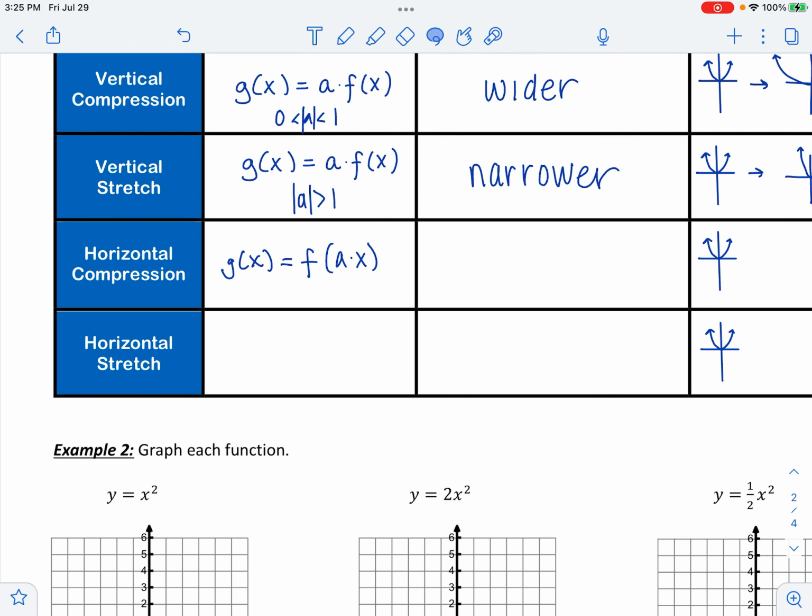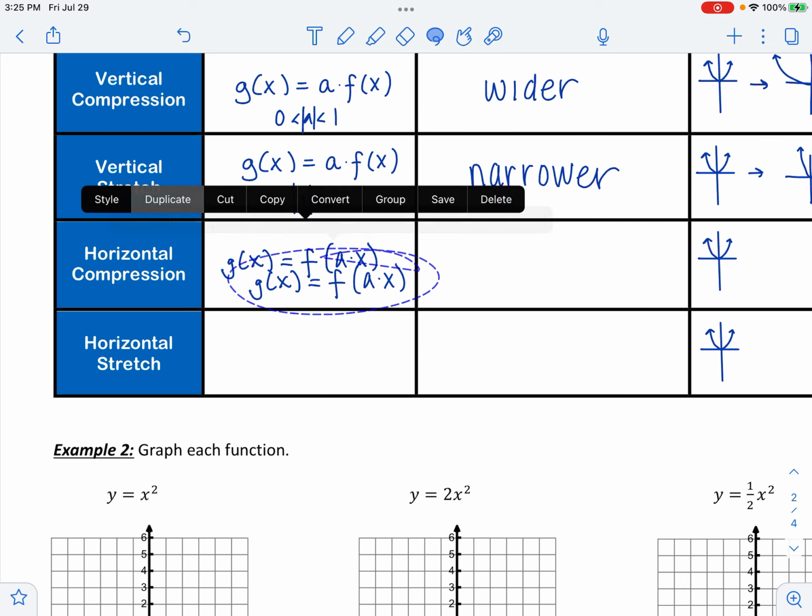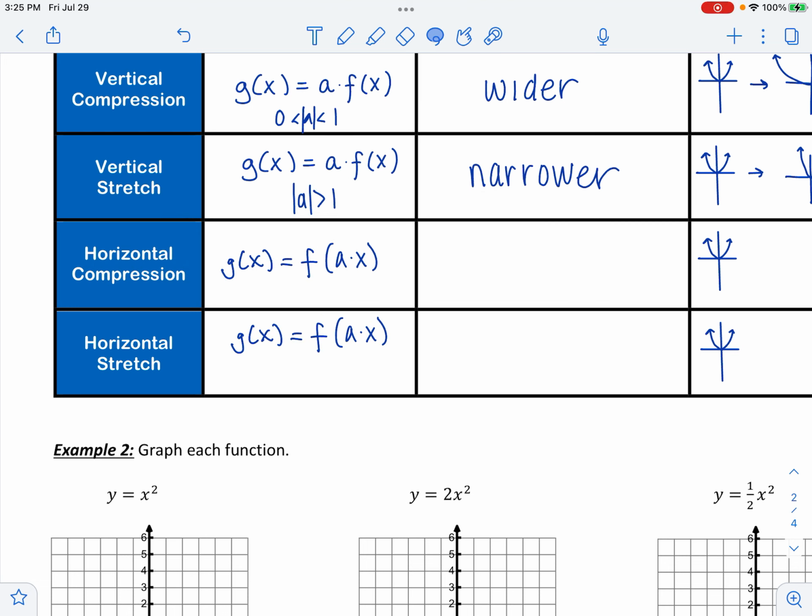And then for horizontal stretch, it'd be exactly the same. So let's duplicate that. Now, for a horizontal compression, that would be if a is greater than 1. So if you had a 3 inside, you might be saying, oh, a 3 outside, that's a vertical stretch. Well, that's a horizontal compression if it's inside, okay? And then the idea here is that if that a value, once again absolute value, is between 0 and 1, if it's a smaller number, that is a horizontal stretch. All right, what does that look like? A horizontal compression, all right?